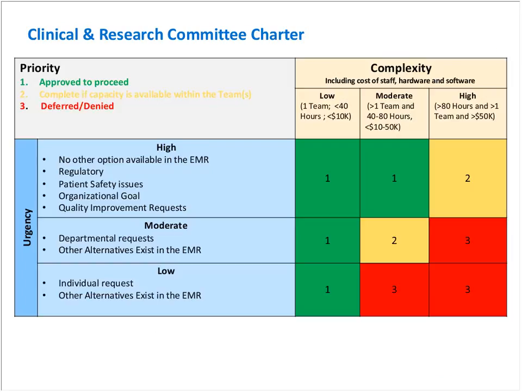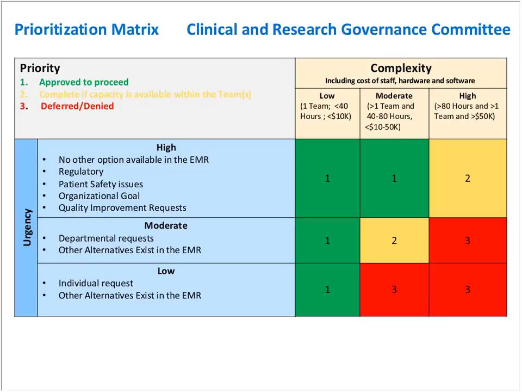So the other thing you need to have is some way to vet this stuff and look at this stuff to give the committees, especially the functional committees, a way to approve or deny. And again, we look at complexity, and you can see that on the right side. It's really based on number of hours and costs. High complexity is greater than 80 hours, greater than one team involved, and greater than $50,000. So you have to meet these certain levels, and then you can see 1, 2, and 3: 1 is approved to proceed, 2 is complete if we have the capacity, and 3 is deferred or denied.